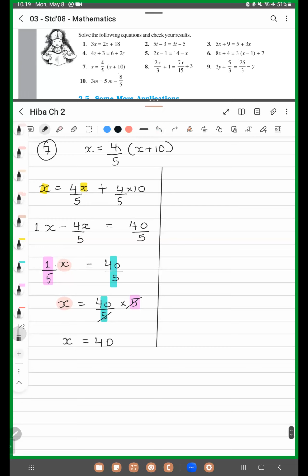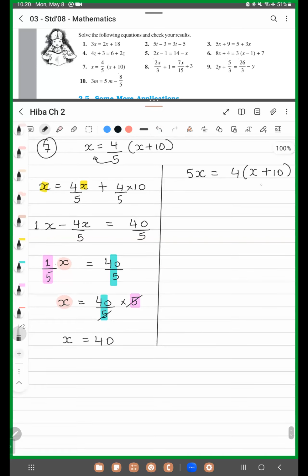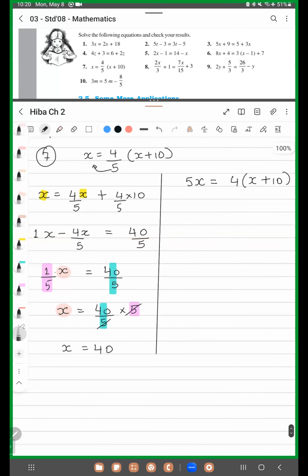Yeah. So another way of doing this is you can take the 5 to the other side and this becomes 5x equals 4 times x plus 10. Everything else remains the same. Just the 5 went to the other side. Just look at the 5 like this. If you want, you can bring it again to the denominator. Understood?